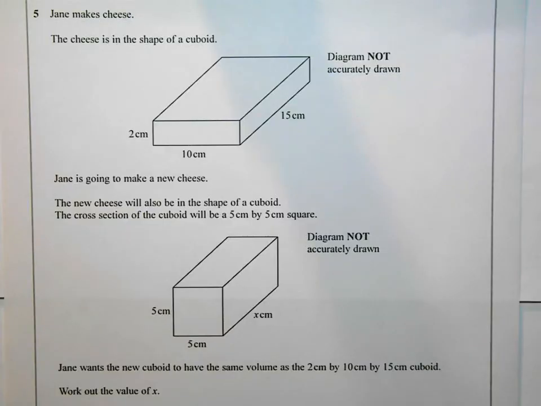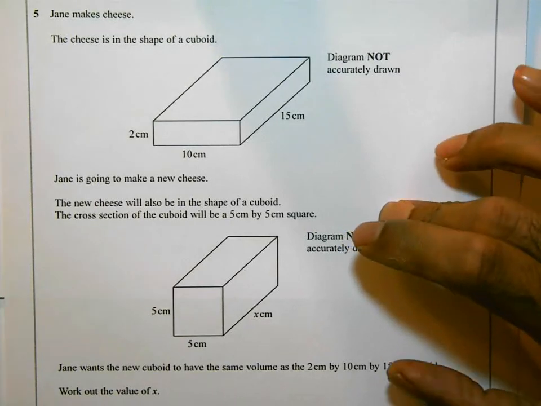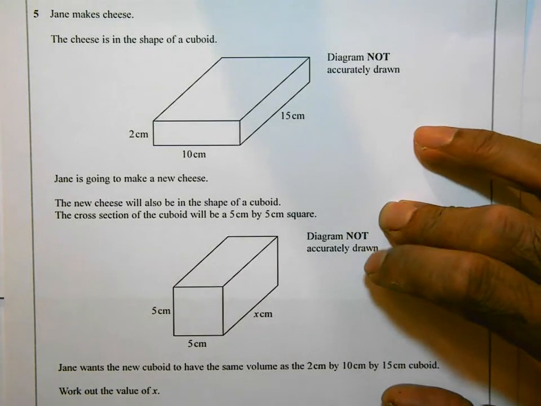This is question number 5 on the June 2015 non-calculator paper. There's a lot of information in this question, and you need to read through it all before you actually decide what you're going to do to answer the question.